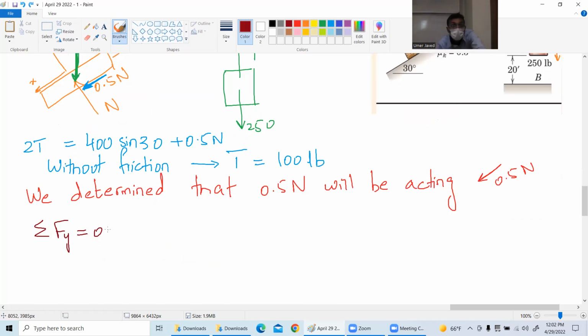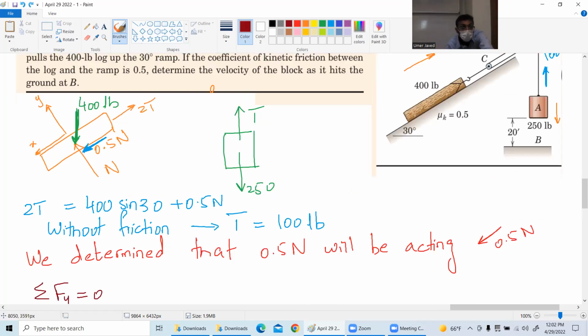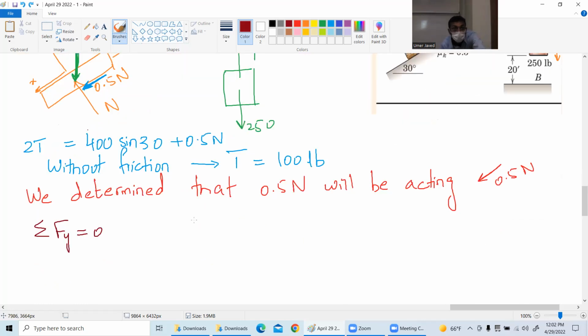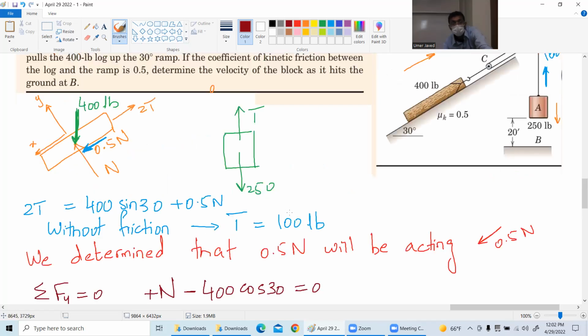So I will have, let's do it together with me, please. I will have positive N minus 400 cosine 30 equal to 0. Positive N minus 400 cosine 30. Is it clear? Even if some student is not sure how I did a plus N minus 400 cosine 30, you can ask me. Don't hesitate. No? Anyone? Okay. Okay, now, anyways.